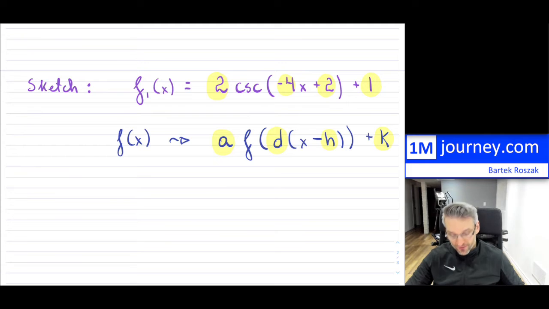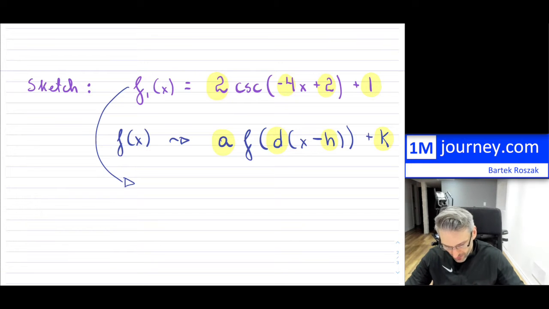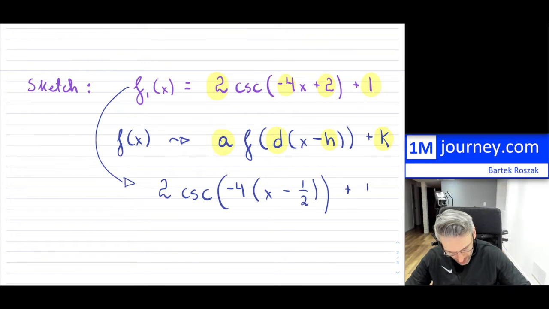So what I will first do is try to map this up, this right here, and put it in that format. So if I do that, this is going to be 2, and then I have my cosecant. I'm going to take out that negative 4, so that I create a d, and then this is going to be x minus, I guess it's a half, like this, plus the 1.